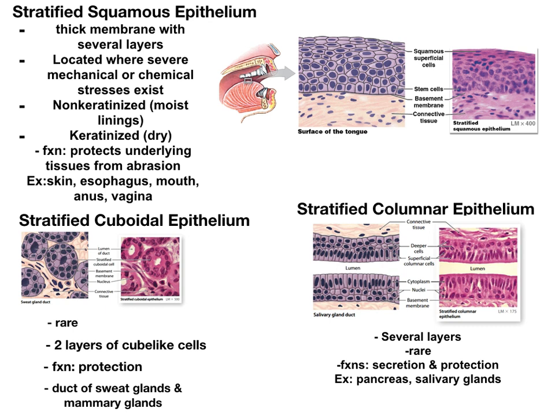Then we have our stratified cuboidal epithelium, which is rare. It's only 2 layers of cube-like cells. Its main function is protection, and it's found in our sweat glands and our mammary glands. Then we have, last but least, our stratified columnar epithelium, which is also several layers. It's also not as common, it's rare as well. The functions are secretion and protection, and it's found in the pancreas and the salivary glands.